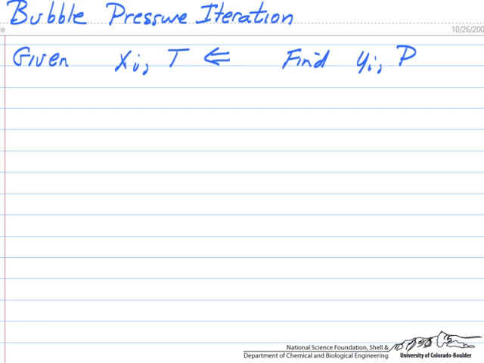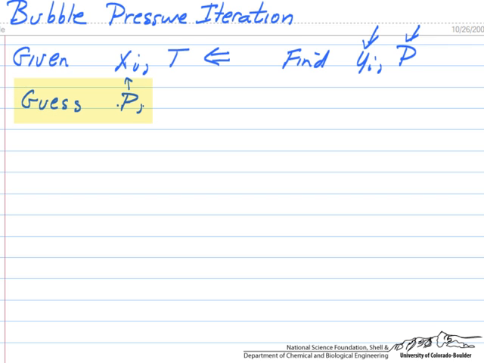Here is an explanation of how we do the iteration to calculate the bubble point pressure and the mole fractions in the vapor phase that is in equilibrium with the mole fractions that we know in the liquid phase, and we know the starting system temperature. This is, of course, for the non-ideal case where we have to do iterations to solve. So the first thing we do is guess the answer.